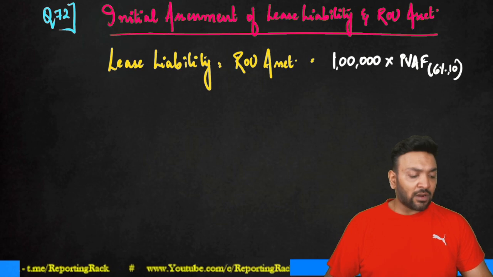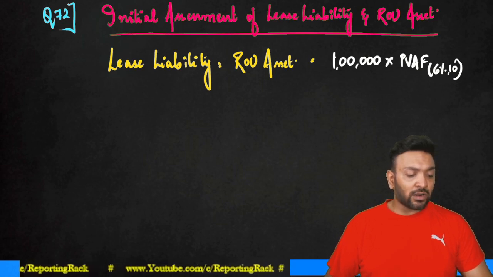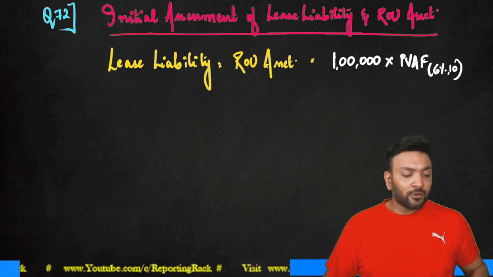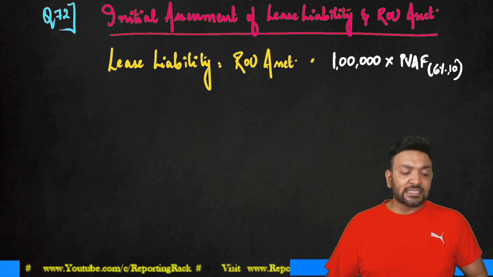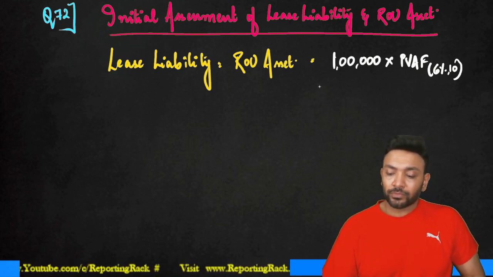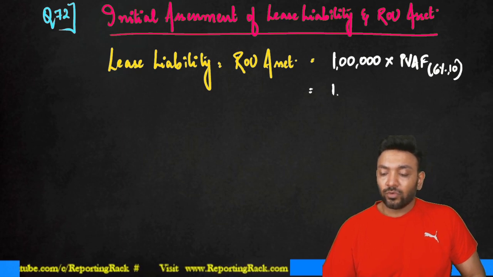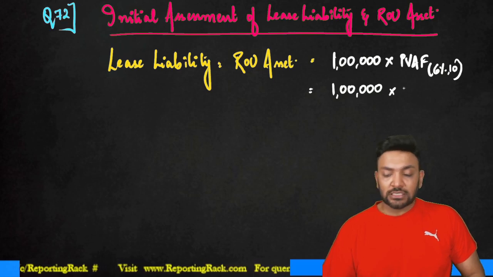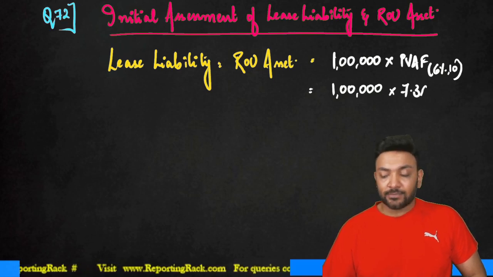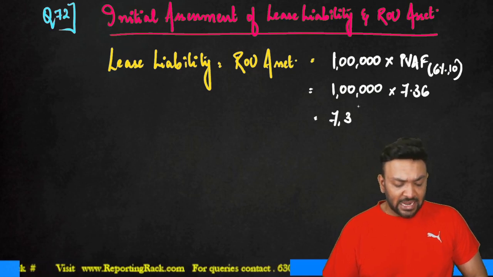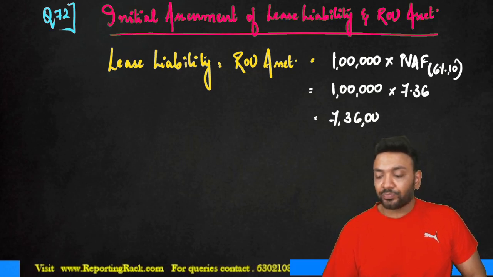Calculate PVF. 1 divided by 1.06. 0.7360. 1 lakh into 7.36 is nothing but 7,36,000.